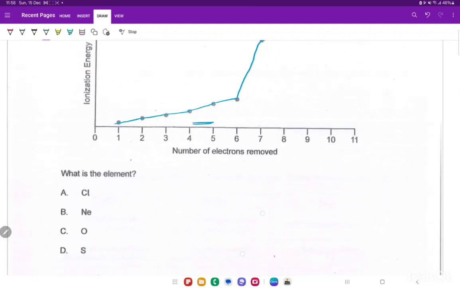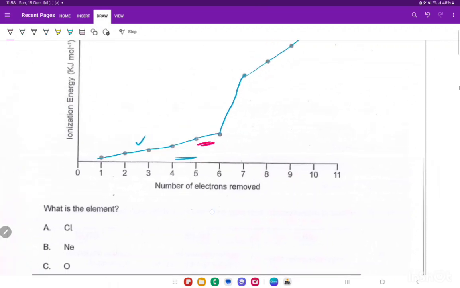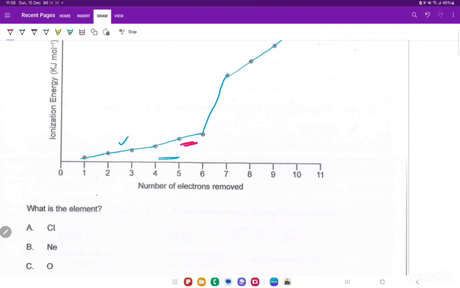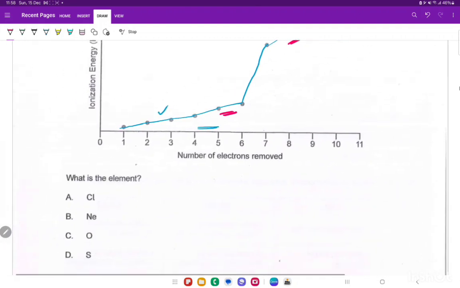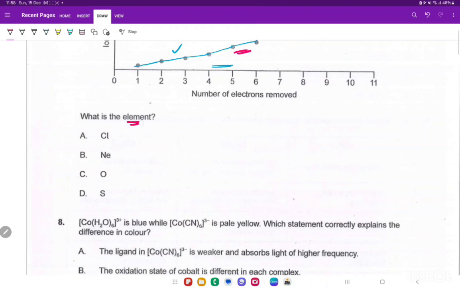It means these 4 electrons could be in the same subshell, these 2 in another subshell, and then the next 4 in another shell. The shell is changing here. So what is the element we have to find out?